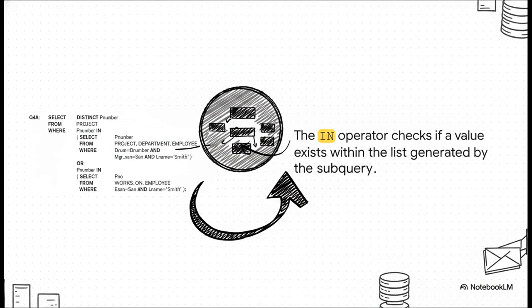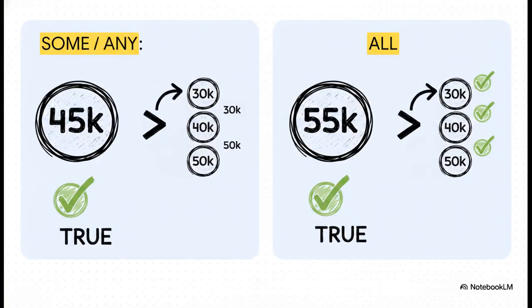Now, one of the most common ways to use a subquery is with the IN operator. On this slide, you can see that subquery tucked away inside the parentheses. It's going to run first, and it's going to generate a list of project numbers that are associated with Smith. Then the outer query takes over and simply asks, show me all the employee information where their SSN is in that list you just generated for me. It's a very clean, very readable way to filter your main query based on a dynamic set of results from another one.